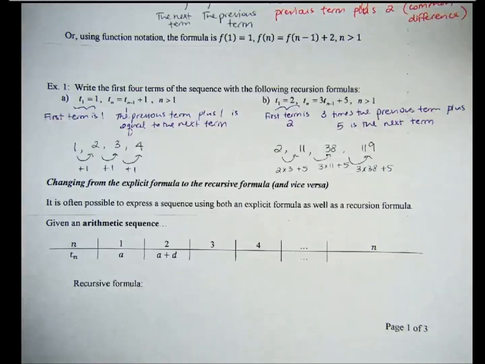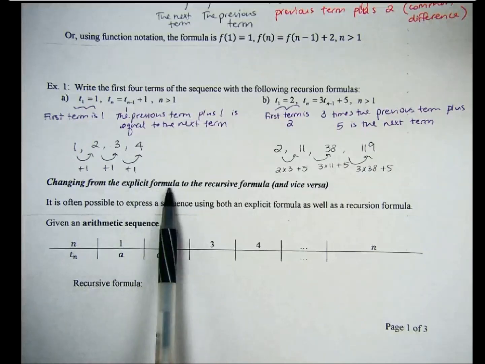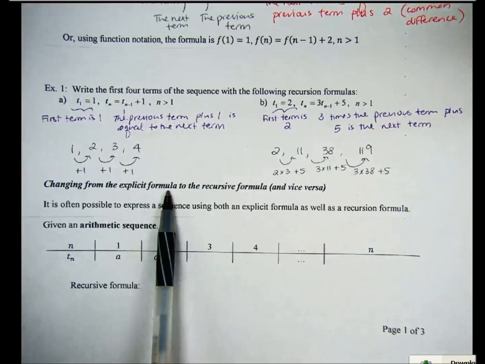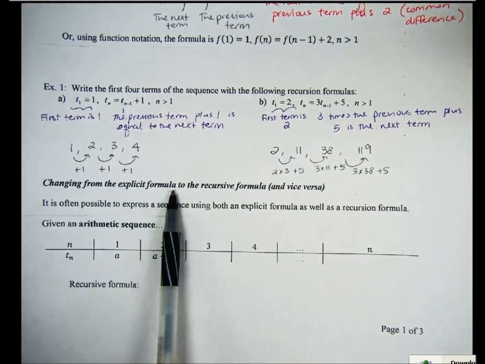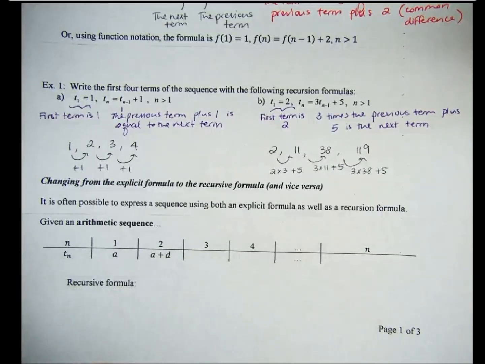All right, we're finishing up page 1 of lesson 7.4. Since we know how to get the explicit formula for an arithmetic or a geometric sequence, we're now going to learn about how to change them to their recursion formulas and vice versa.